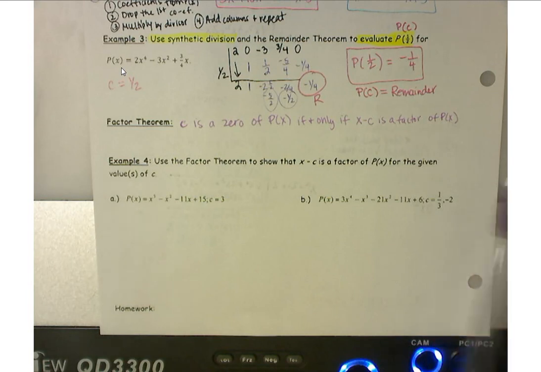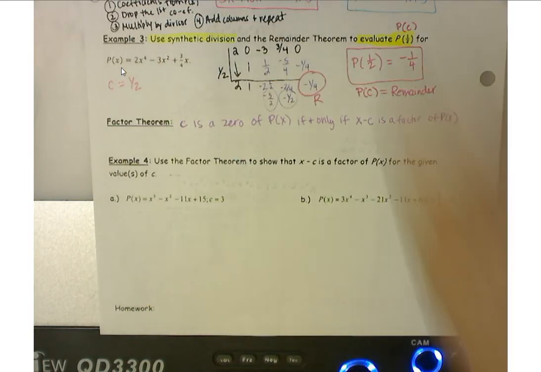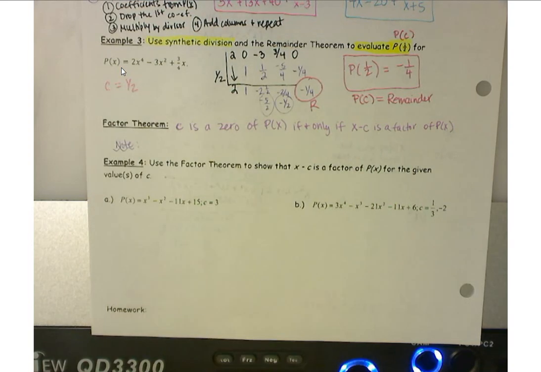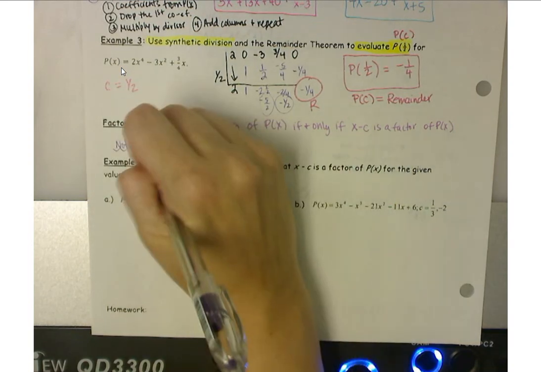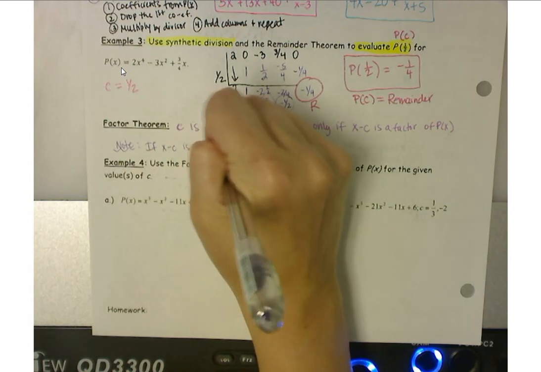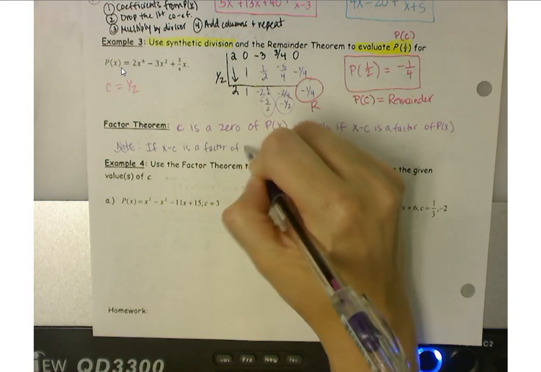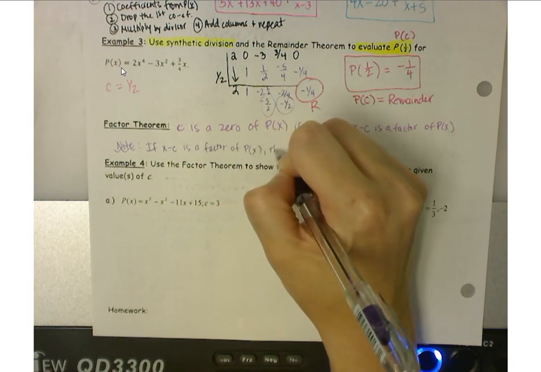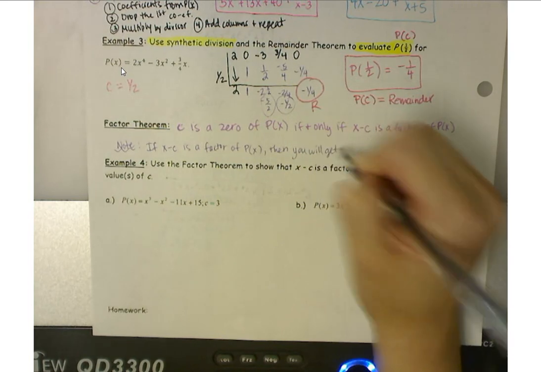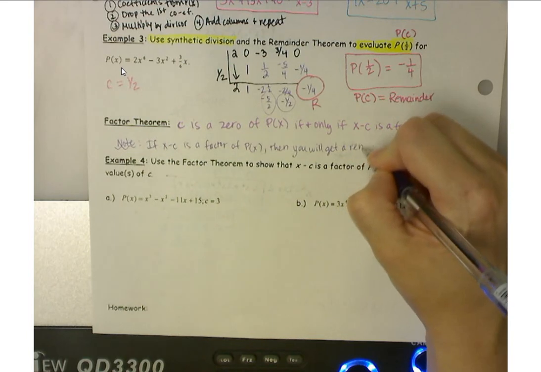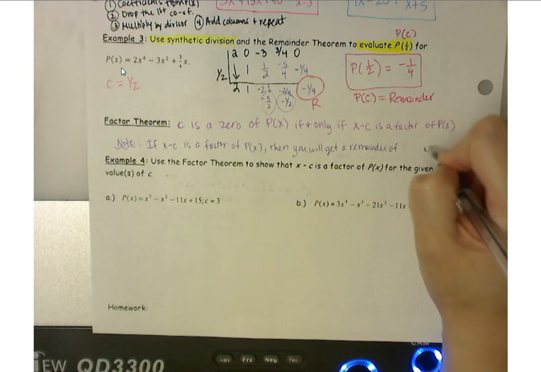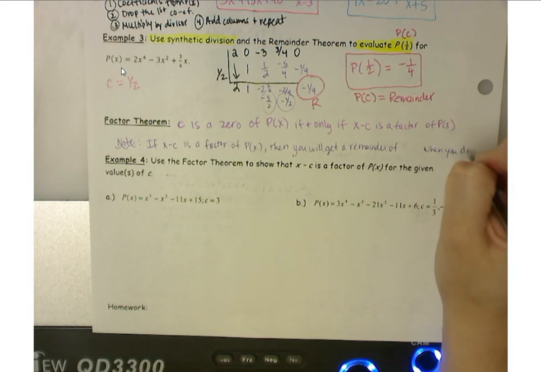We also need to make just another notation on this. So our note is going to be if x minus c is a factor of p of x, then you will get a remainder of, we're going to leave that blank, when you divide.